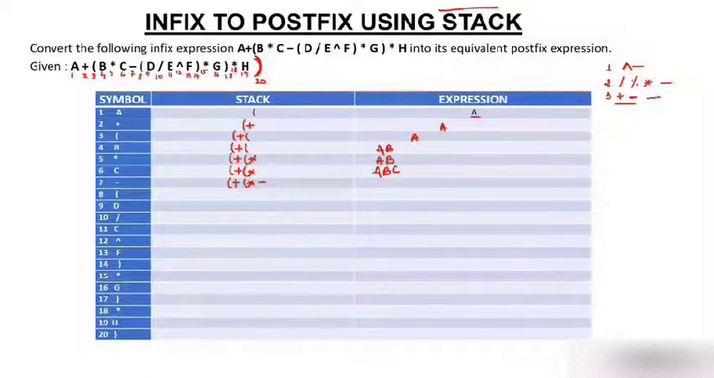Fine. Okay. So in a similar fashion, minus has lower priority than multiply. In such a situation, the operator having higher priority will jump to the expression. So what will happen? The operator with higher priority, A, B, C, and what will come? Star will come here. Fine.